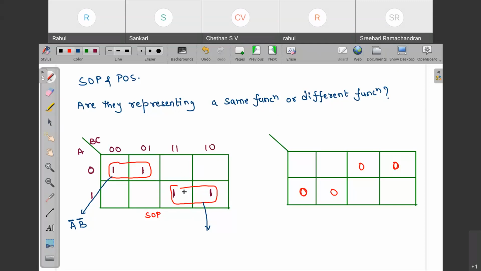Okay, so look. So basically, this is what? A is common over here, and B equal to 1 is also common. So this will be AB. So if I want to write the SOP expression, this will be A complement B complement plus AB. Okay, A complement B complement plus AB.